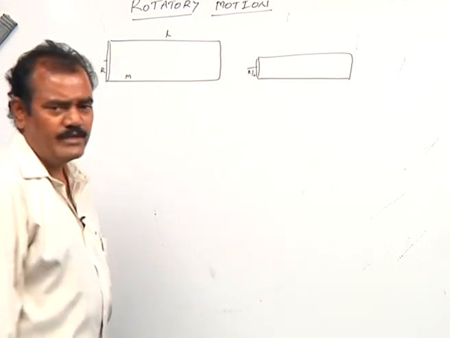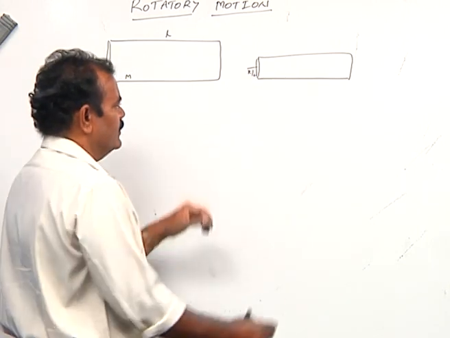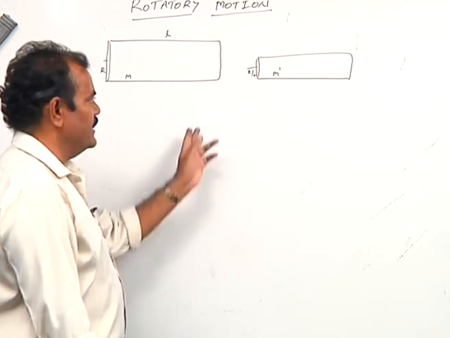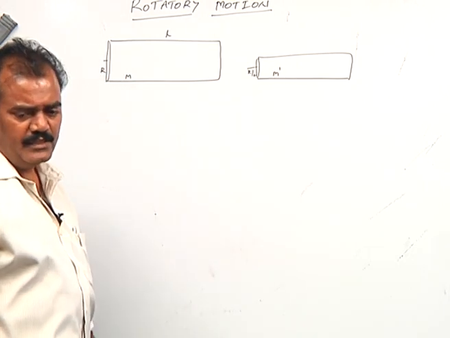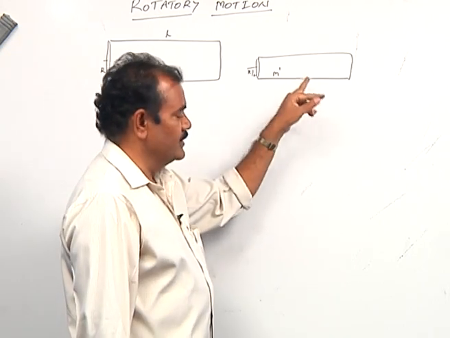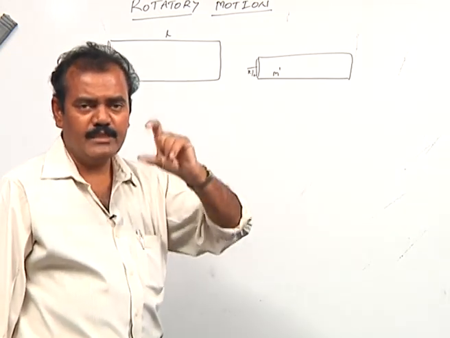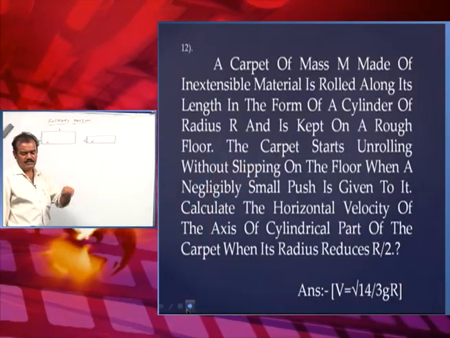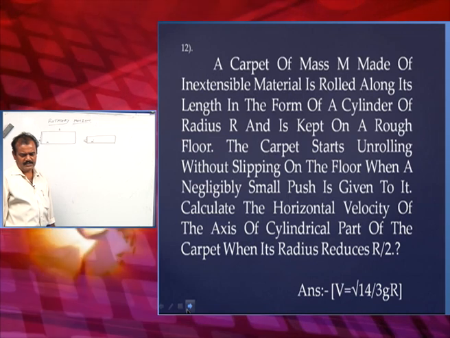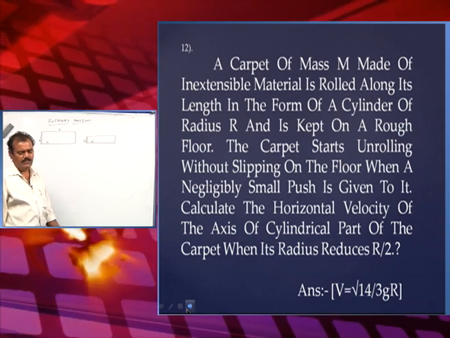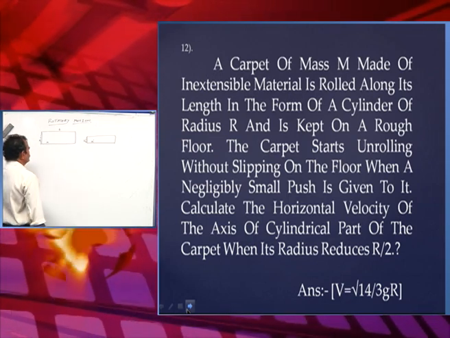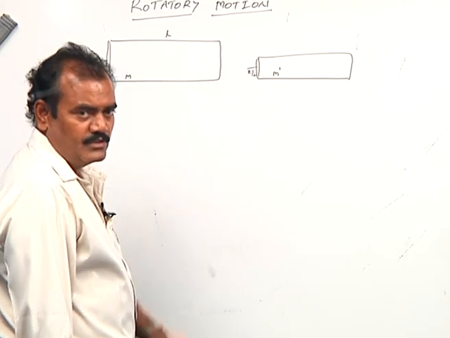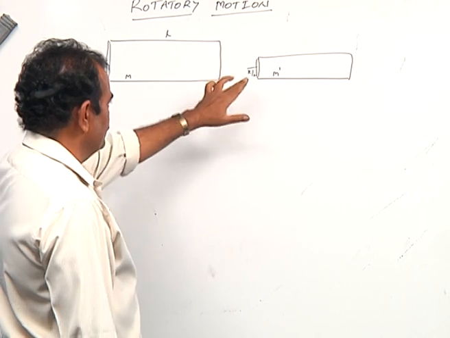Corresponding to that r by 2, definitely there will be a change in the mass also. That change in the mass can be taken as the new mass, m dash. At the instant when the radius of the carpet becomes r by 2, what is the horizontal velocity of the axis of the cylinder? That is what you have to find. First of all, you have to obtain the relation between m and m dash.